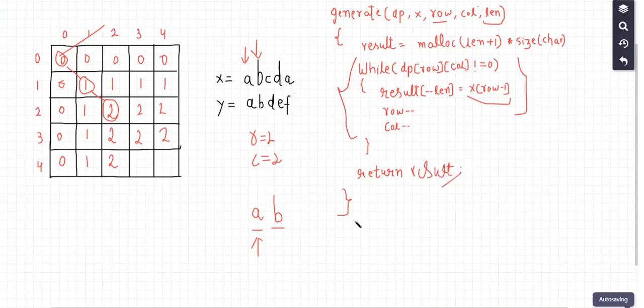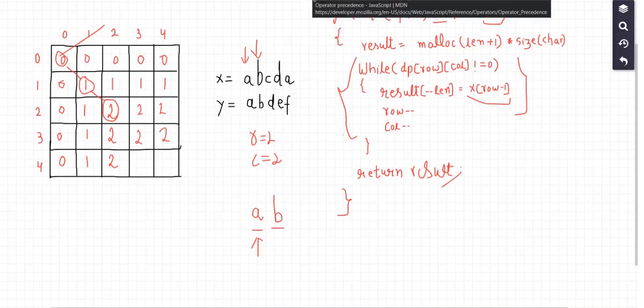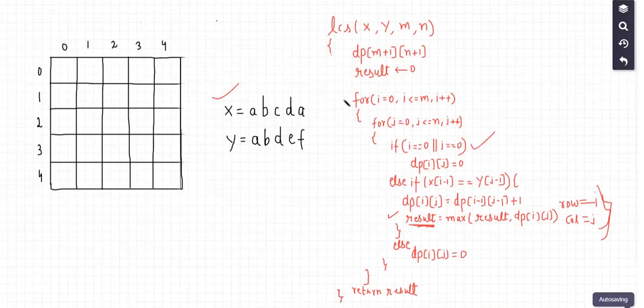Sorry for my bad handwriting. So that's how I extract my target string, or the longest common substring, using the generate function given the length of the string which we have already computed from this code.